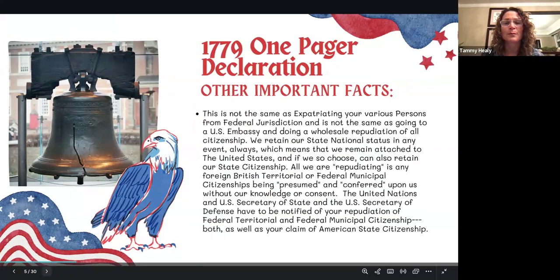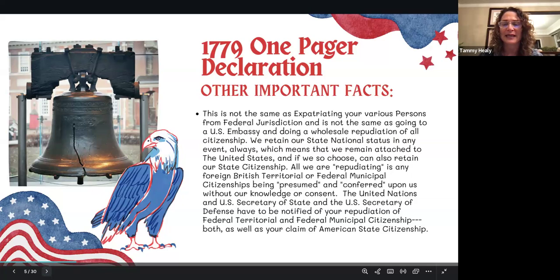So, other important facts about the 1779 one-pager declaration. This is not the same as expatriating your various persons from federal jurisdiction and is not the same as going to a US embassy and doing a wholesale repudiation of all citizenship. We retain our state national status in any event, always, which means that we remain attached to the United States. And by the way, the United States is the soil jurisdiction, the county jurisdiction. And if we so choose, we can also retain our state citizenship.